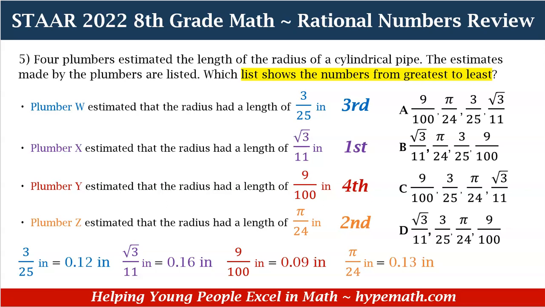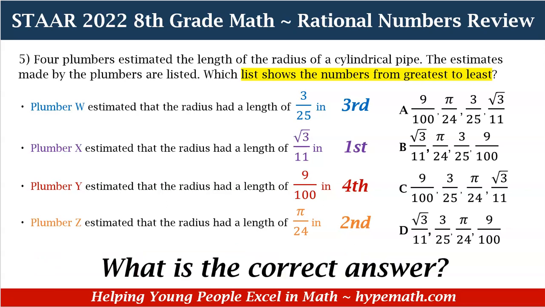Third is 3 over 25. That is equal to 0.12 inches. And then last, our smallest number is 9 over 100, because converted to decimal form, it is 0.09 inches. That's the smallest length, okay? So this is how we solve the problem. We need to order our numbers from greatest to least, or the largest number to the smallest number.